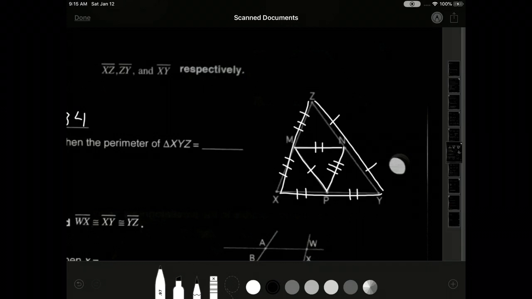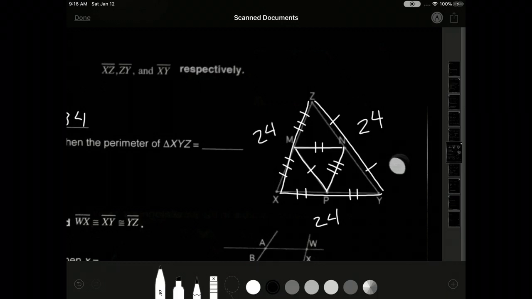So let's make this kind of easy. If our perimeter is 36, we have 3 sides. So we could say that all of our sides are 12. So if MP is 12, then ZY is 24. If MN is 12, then XY is 24. And this is just to put some numbers to it, right? If NP is 12, then ZX is 24.